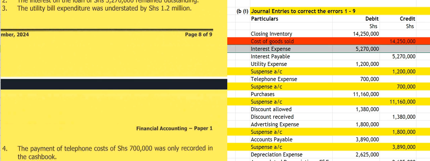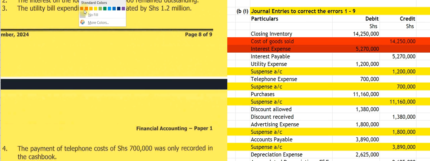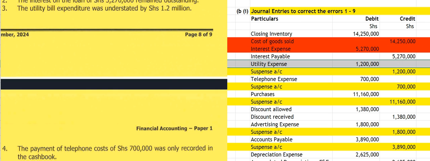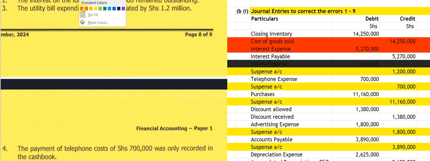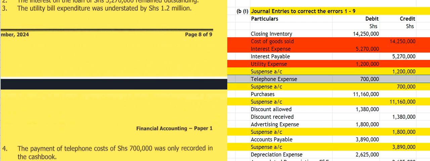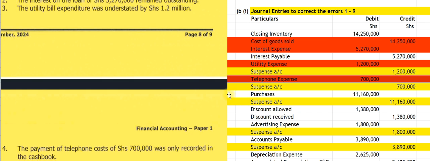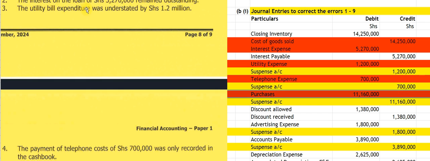The interest expense, there is an error whereby the outstanding interest expense was not recorded. This also affects your net profit. Utility expenses were understated, I think. This will also affect your net profit figure. The telephone expenses will also affect your net profit figure. You have to look for those errors that affect your net profit, then you recalculate the net profit again. The purchases also affect your net profit.